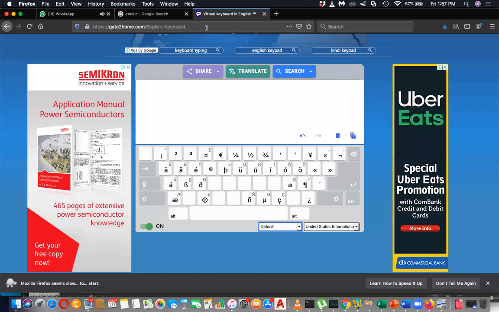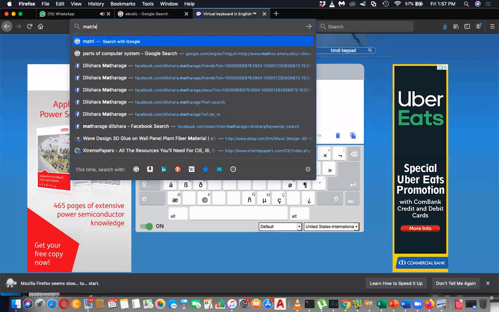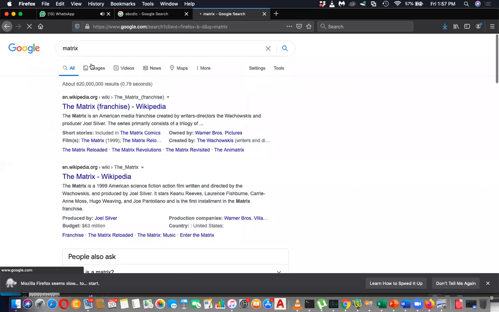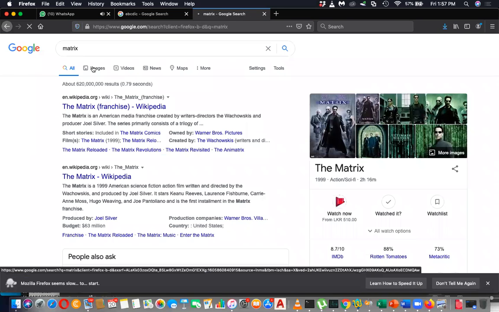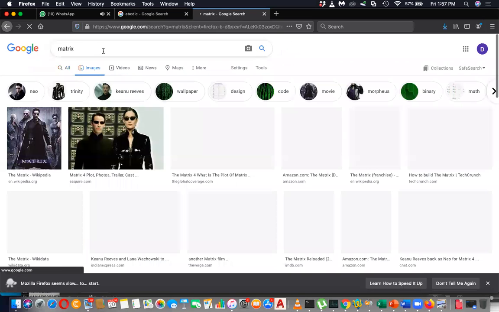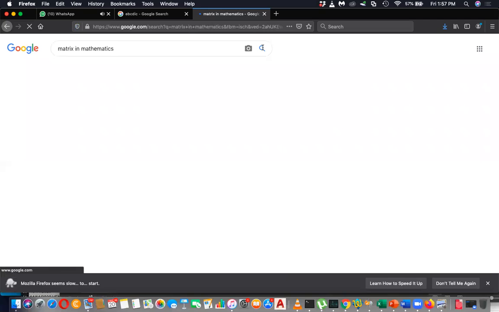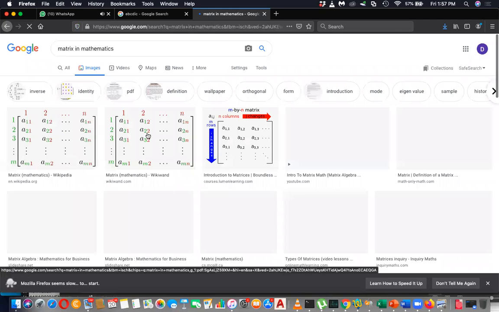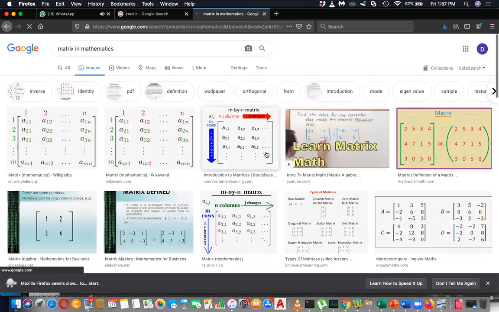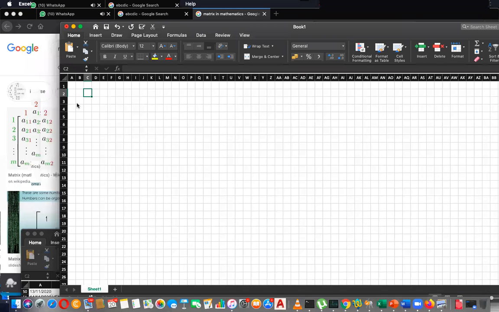I think so, yeah. This is matrix, not the film, okay? Matrix in mathematics. You can see these are the matrices. I'm going to write this as a matrix. Mathematical matrix of 1s and 0s.